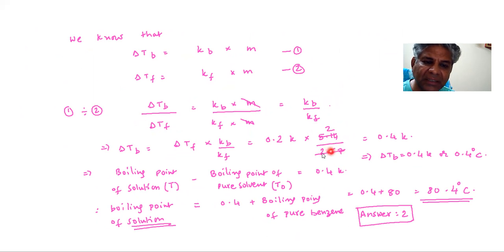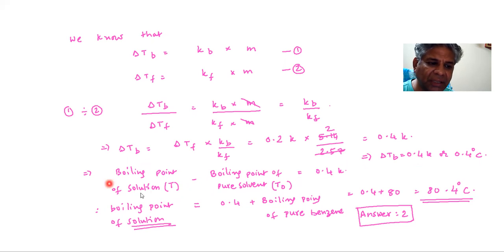Very simple numericals are given, easy for cancellations. So this is 2, therefore delta Tb is 0.4 K or 0.4 degrees centigrade, because the difference will be the same. Now, delta Tb means there is an elevation of boiling point, that is, the boiling point of the solution is greater than that of the pure solvent. So delta Tb is the boiling point of solution T minus the boiling point of pure solvent, equal to 0.4 K.